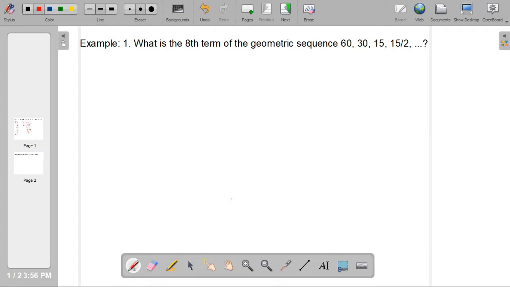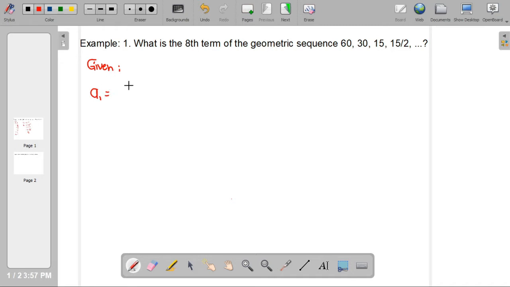Okay, now let's have our first example. What is the eighth term of the geometric sequence 60, 30, 15, 15 halves, and so on? Okay? The first thing that we have to do in solving this problem is to identify the given. Kabalo naman tag unsa gipangita, di ba? Gipangitaan niya is ang eighth term. Unsa may mga given niya, we have the first term.